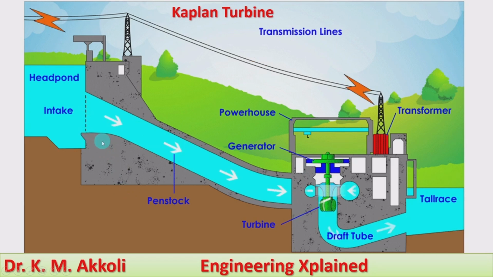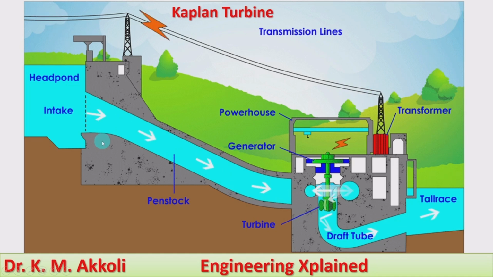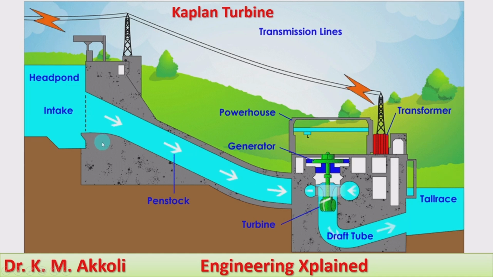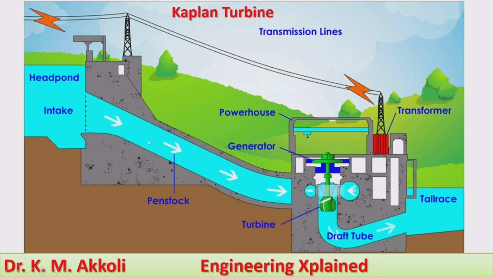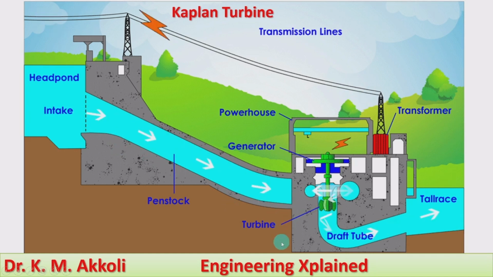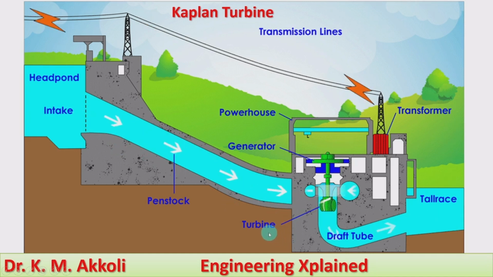And it requires a higher flow rate. A flow rate of about 80 to 700 meter cube per second is required. The quantity of water flow required is higher for this Kaplan turbine.